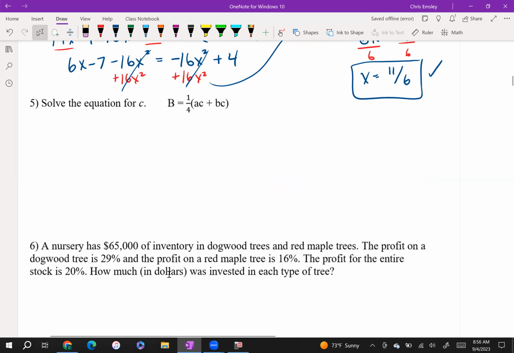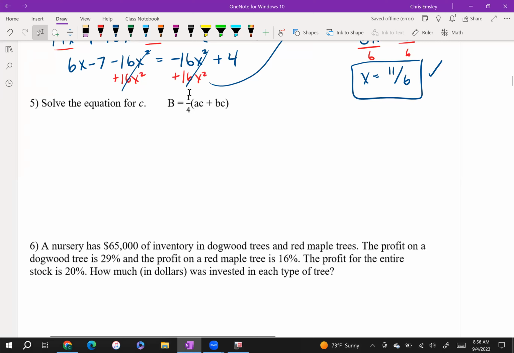Okay, next up we have a little formula here, a whole bunch of letters in there, and we want to solve that formula for C. So we need to get C isolated by itself. Right now, C is trapped inside these parentheses. We have two choices for how we can get C free out of the parentheses.